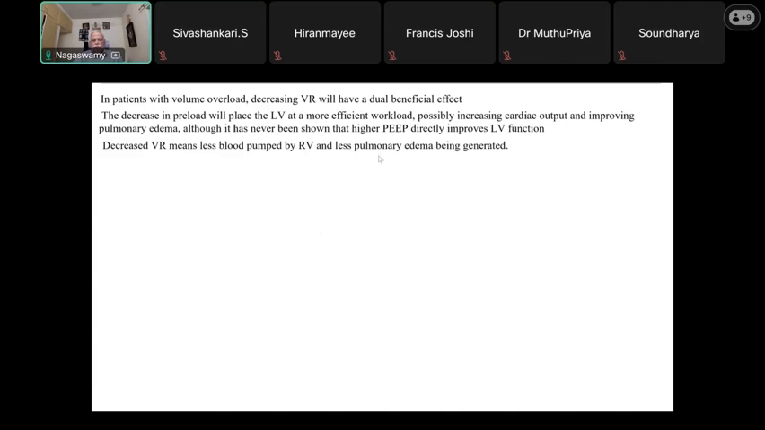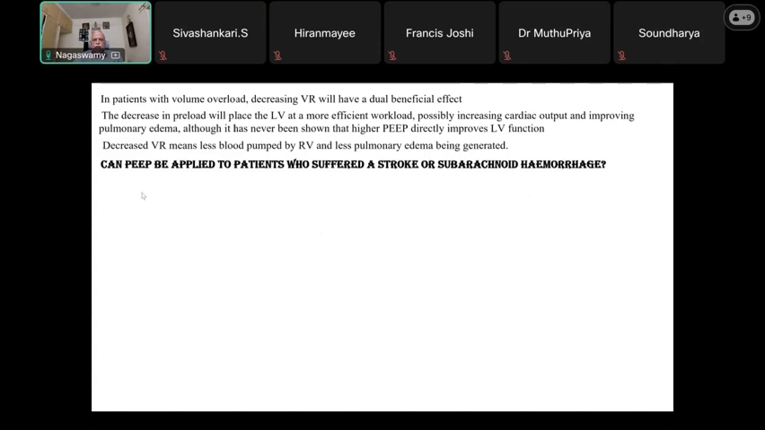So in both ways, it helps improve the left ventricular ejection, and at the same time reduces the pulmonary flow, from which the fluid has to seep into the alveoli. So in both these ways, in cardiogenic pulmonary edema alone, PEEP will be useful.